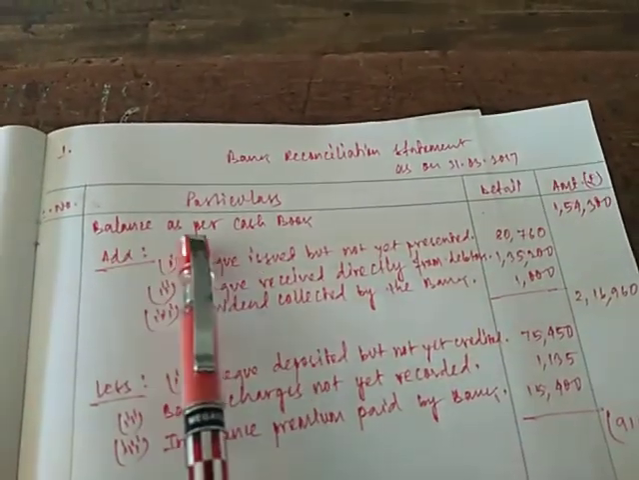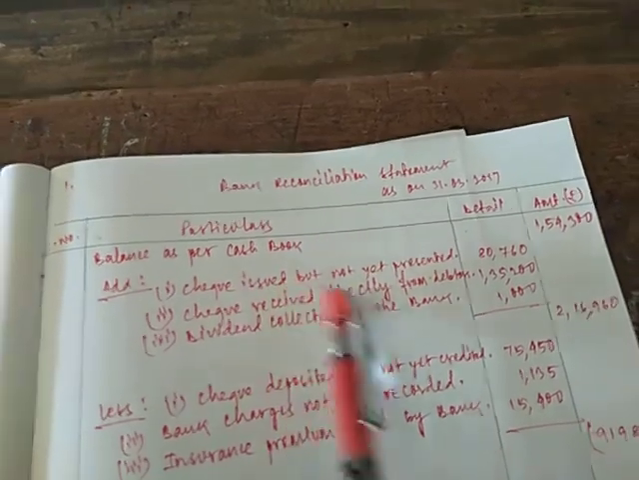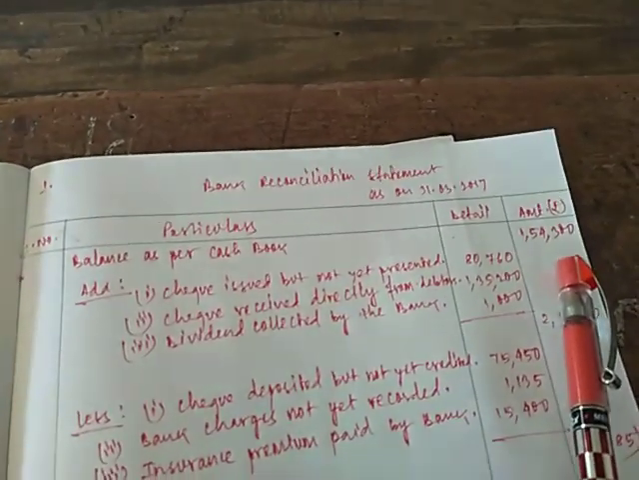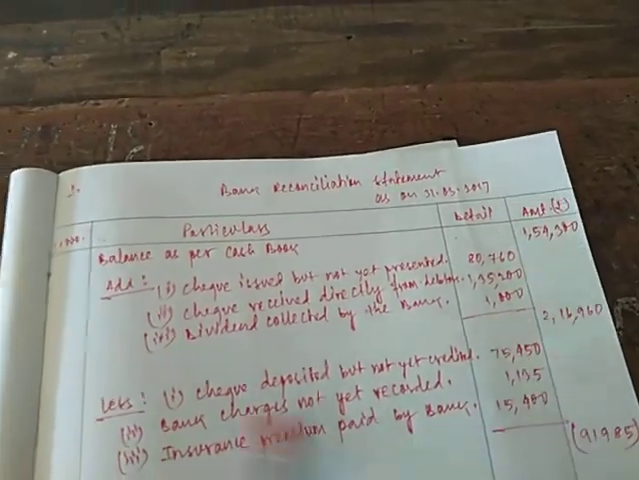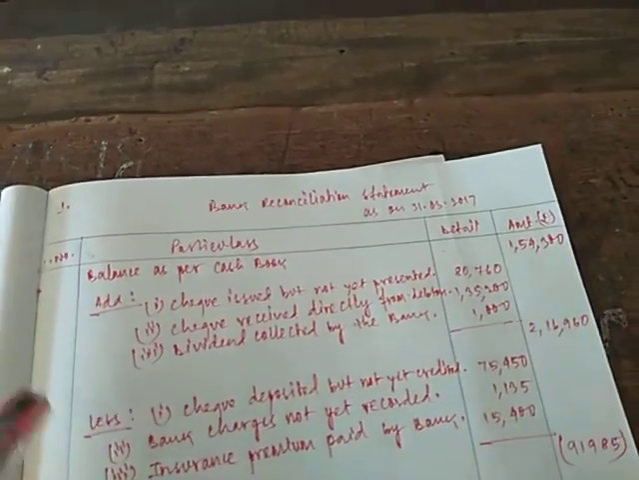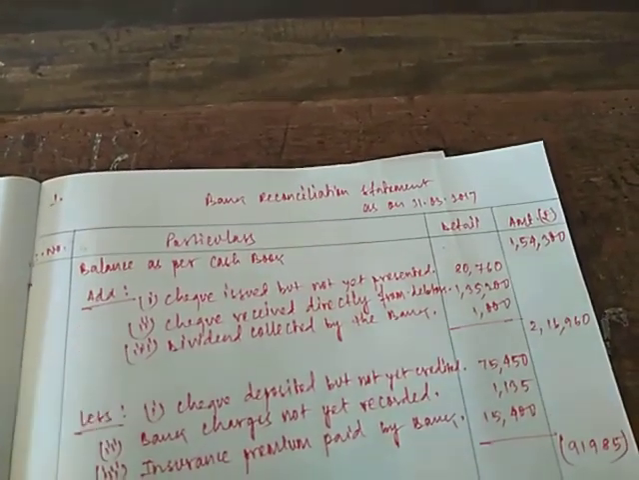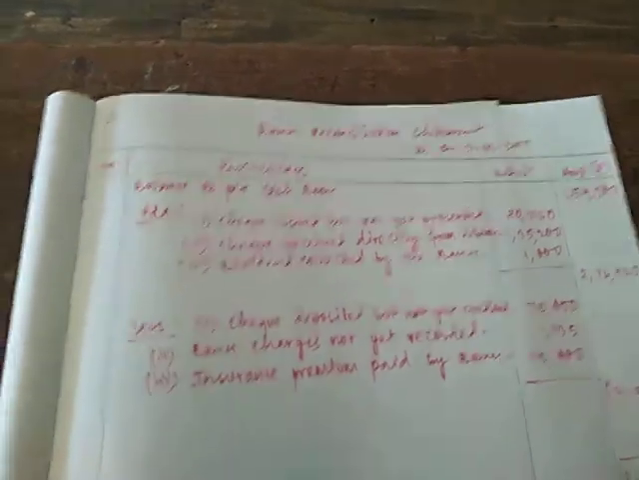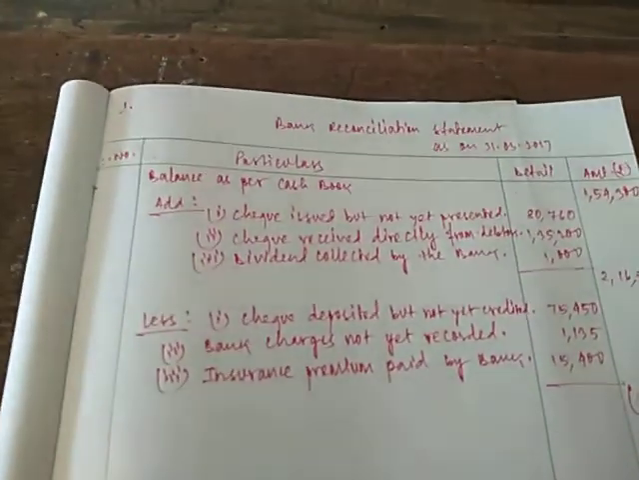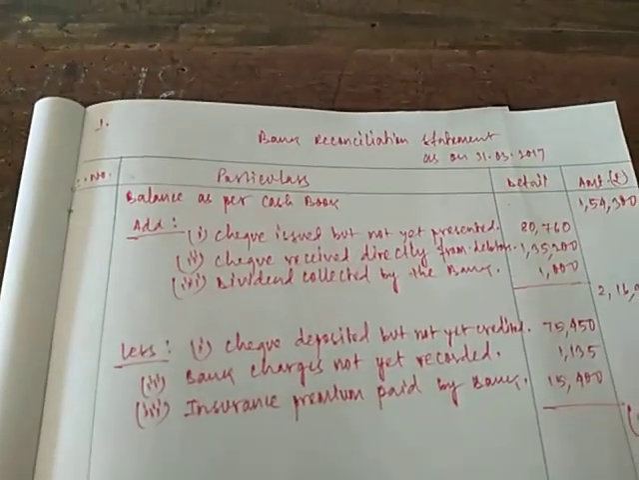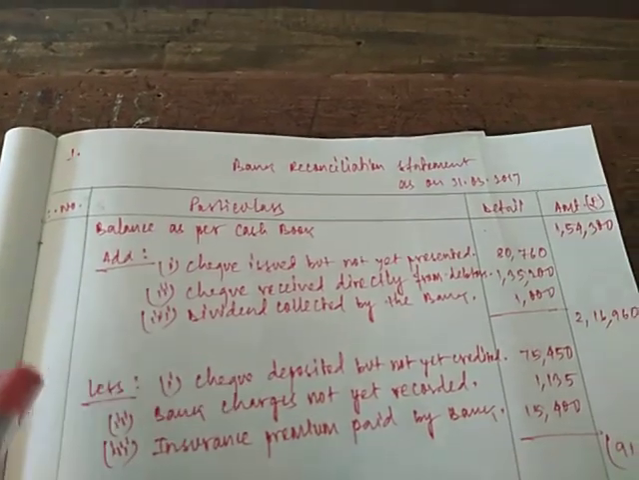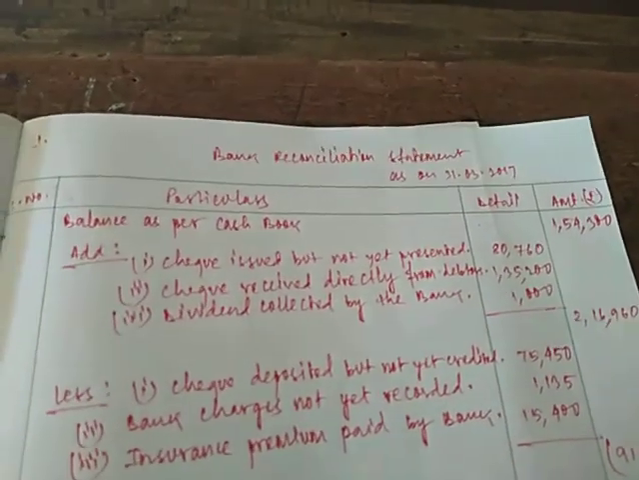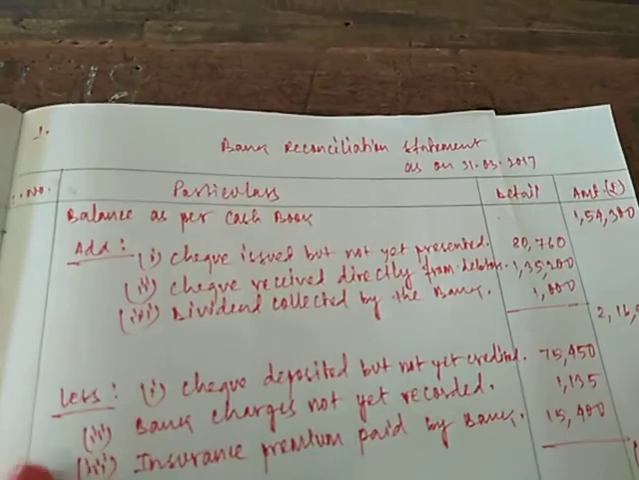So first of all, we will write the balance as per cash book that is given in the question, 1,54,300, that we have written in the amount column. Next, we will make 2 separate spaces for add and less, as some items may have increased the balance, some item may have decreased the balance. So for that, we will make spaces for adding as well as for subtracting. So I have written add and less here, you can see.